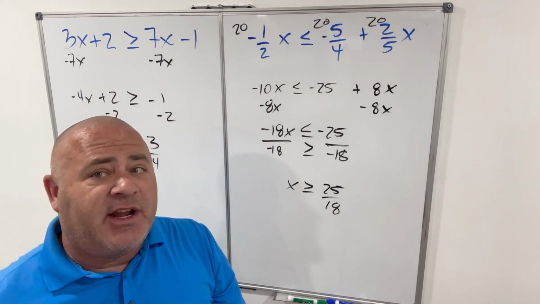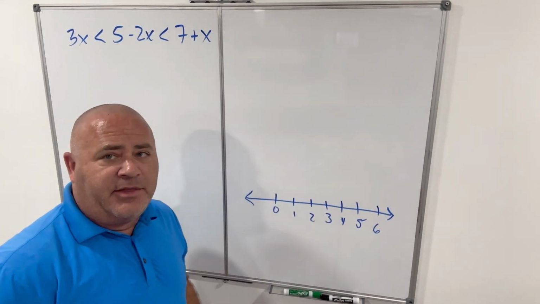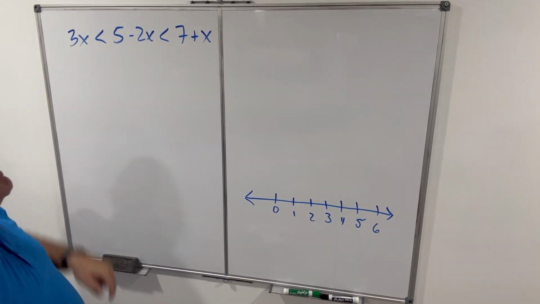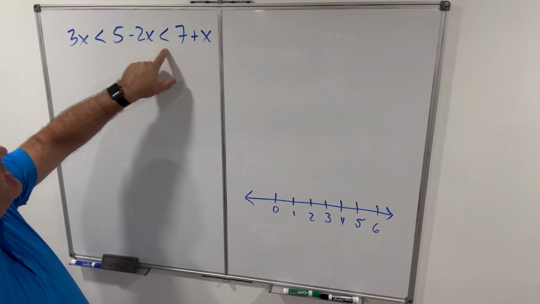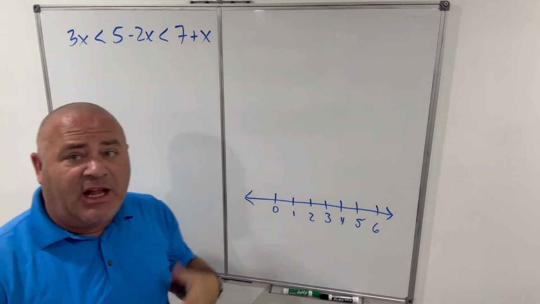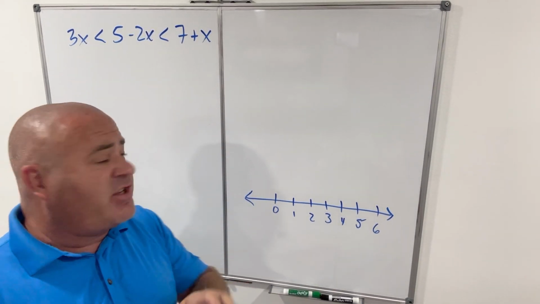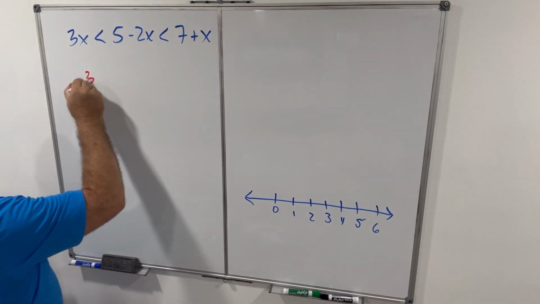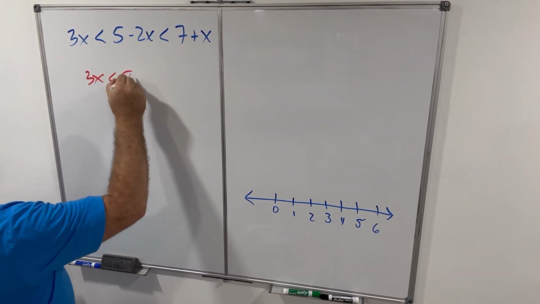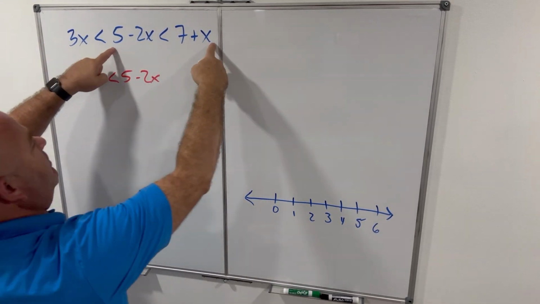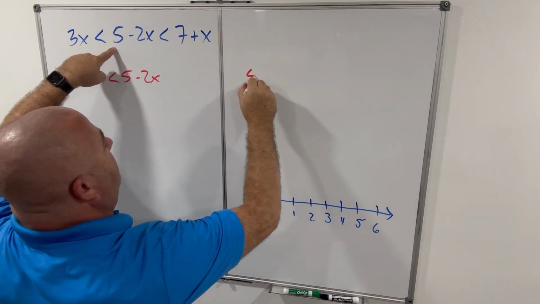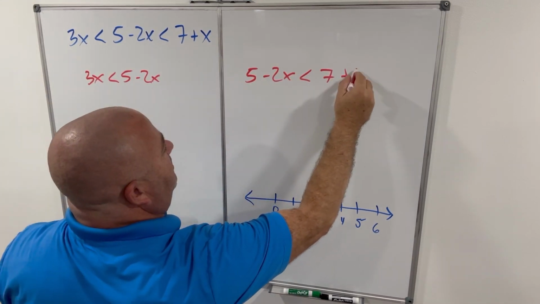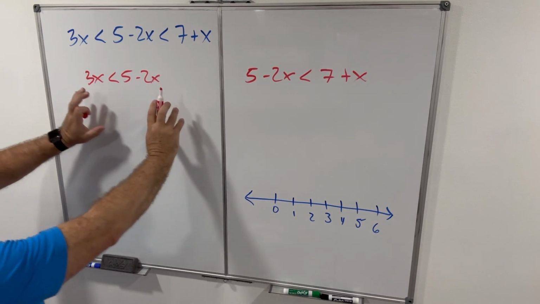Okay, so let's look at a couple others. This time let's look at the compound inequality. 3x is less than 5 minus 2x, which is less than 7 plus x. Let's go ahead and just split this up into two separate inequalities. We'll take this first one, 3x is less than 5 minus 2x, and we'll also take this one, 5 minus 2x is less than 7 plus x. And we're just going to solve each one of these separately.